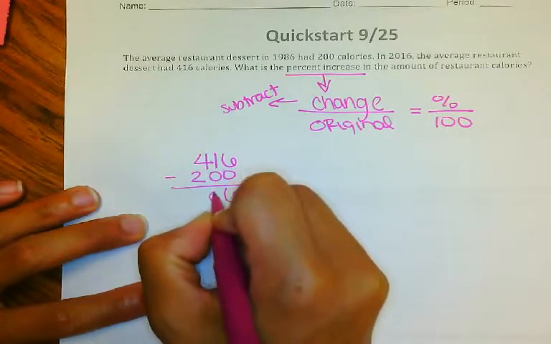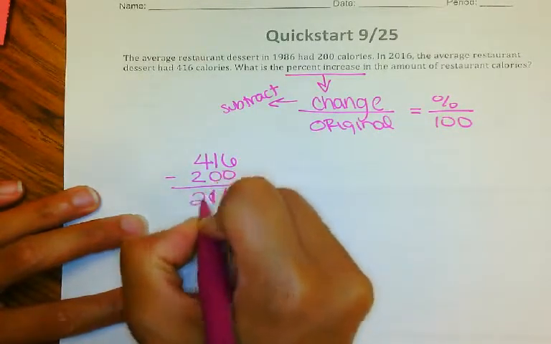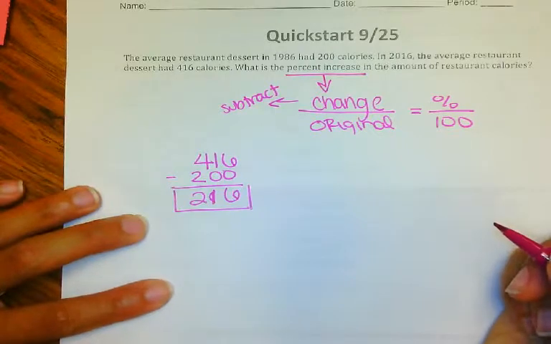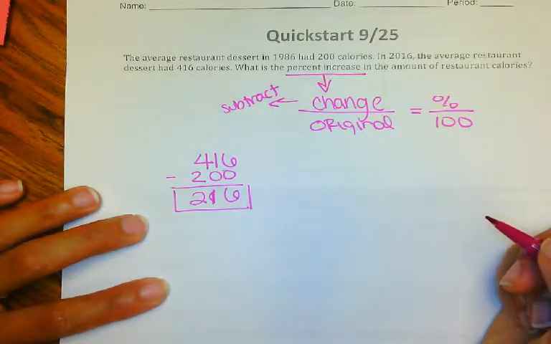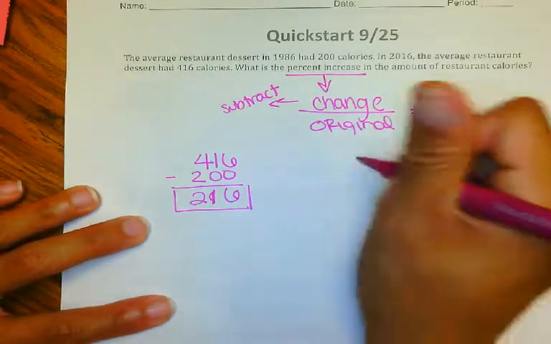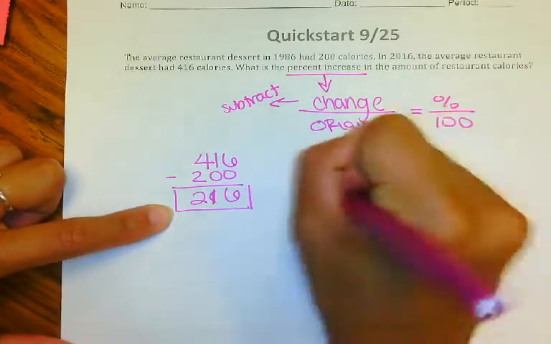6 minus 0 is 6. 1 minus 0 is 1. 4 minus 2 is 2. So we get 216. Now that is not our answer, okay? If we were in elementary school, maybe, but not here. So we're going to use that change in our proportion over our original.